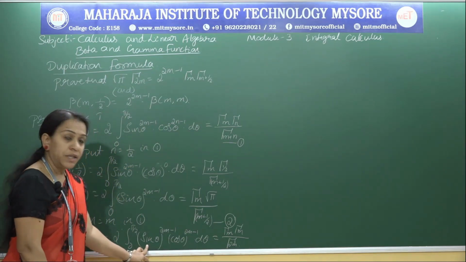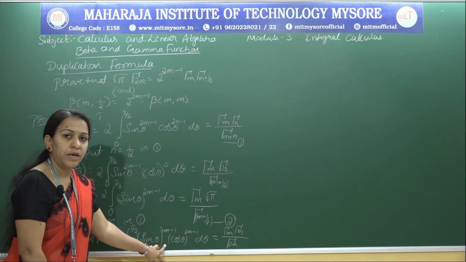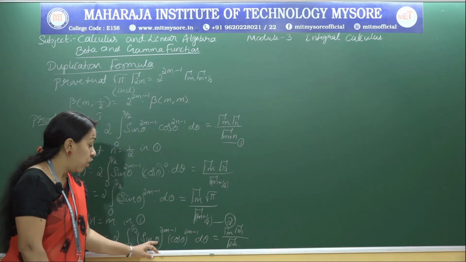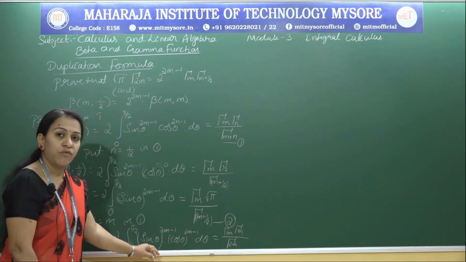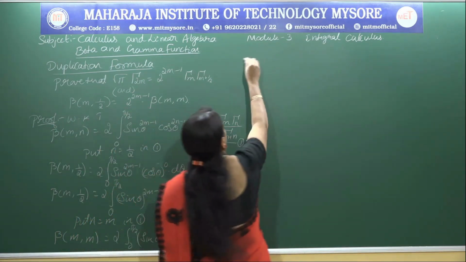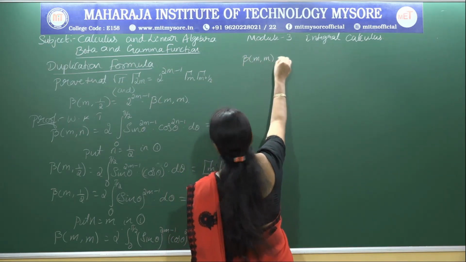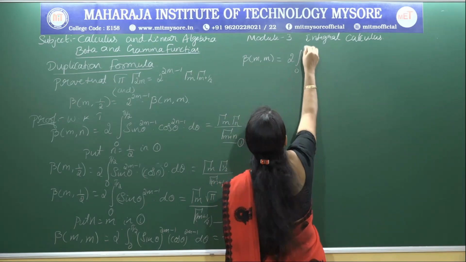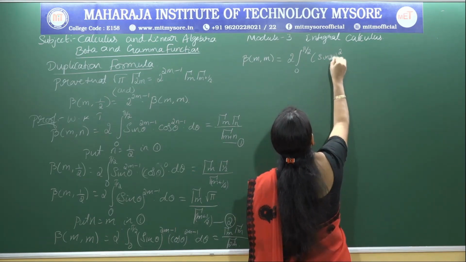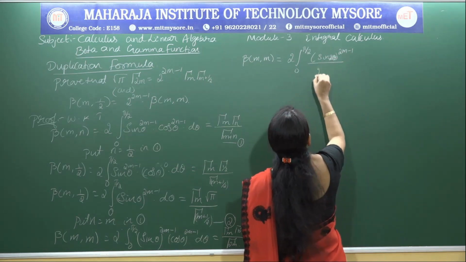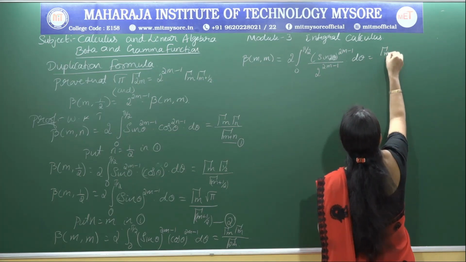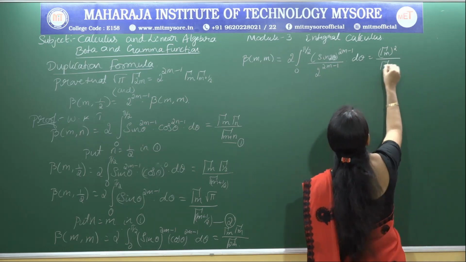Okay, so now here sin theta and cos theta both have a common power, right? So I can rewrite this as sin 2 theta. If I multiply and divide by 2 to the power of 2m minus 1 in numerator, and also divide by 2 to the power of 2m minus 1. So next step is beta m comma m is equal to 2 times integral 0 to pi by 2. So I will write that as sin 2 theta to the power of 2m minus 1 whole divided by 2 to the power of 2m minus 1 d theta is gamma m into gamma m, whole divided by gamma 2m.